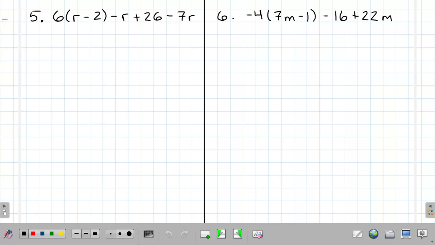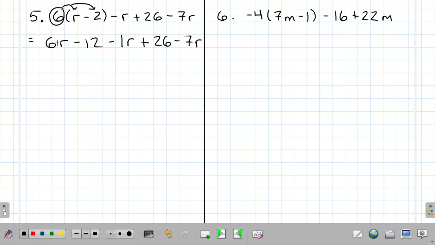Getting a little bit more difficult, a few more terms here we got to deal with. But once again, we see the parentheses. We need to deal with those first. So distribute. So we get 6 times r, which is 6r, minus 6 times 2, which is 12, minus, and I'm going to go ahead and put a 1 in front of that r, plus 26 minus 7r.